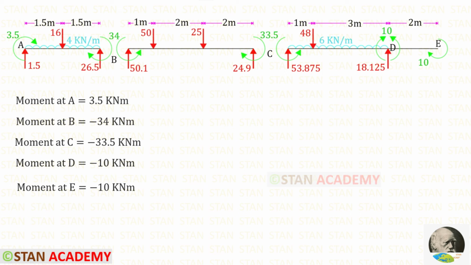Now we are going to draw the bending moment diagram. First, let us find the bending moment at the ends and in the joints. At point A, we have sagging bending moment so that it will be positive. In the joint B, we have hogging bending moment so that it will be negative. In the joint C, we have hogging bending moment so that it will be negative. In the joint D, we have hogging bending moment so that it will be negative. Finally, at point E also, we have hogging bending moment so that it will be negative.